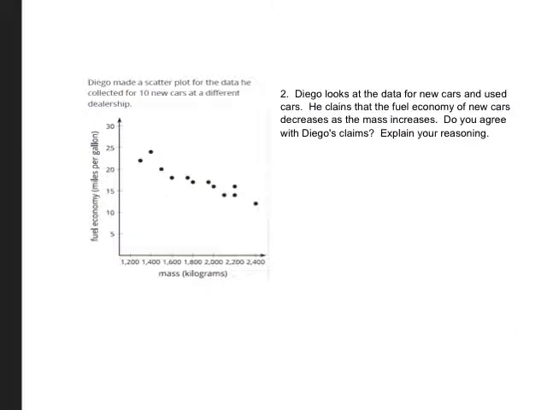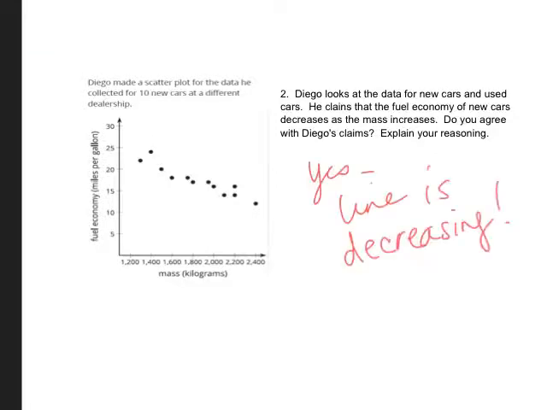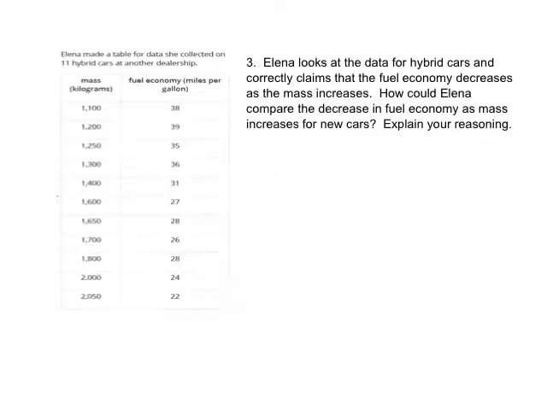All right, next slide. Read this over and pause the video. Okay, the answer is yes. We can see that as mass increases, that's your X variable, the fuel economy is going down. So his claim that the fuel economy of new cars decreases as mass increases is correct. Next slide. Read this over and pause it and write down your answer.